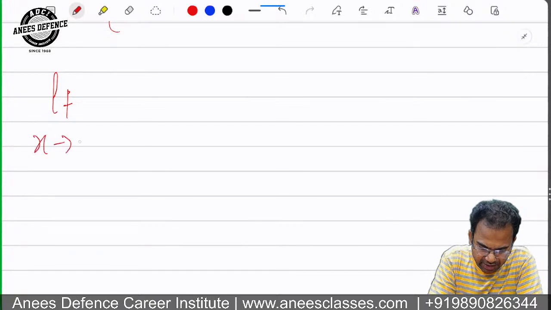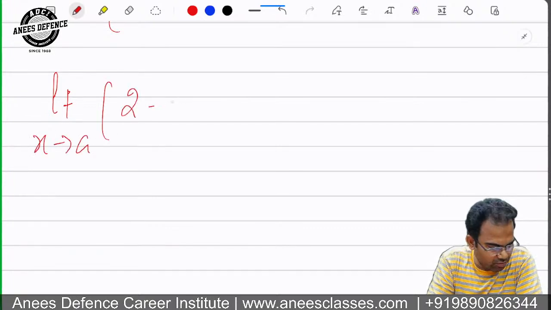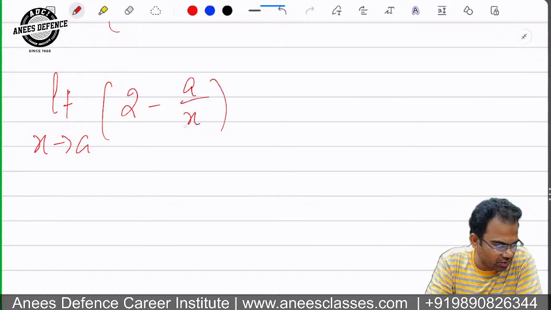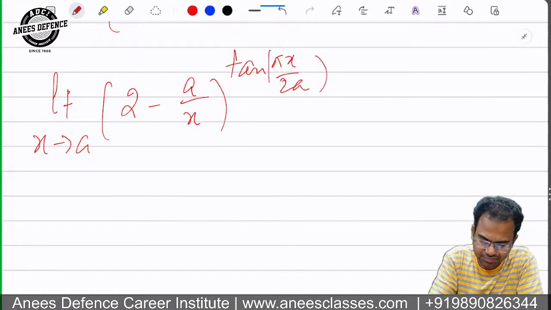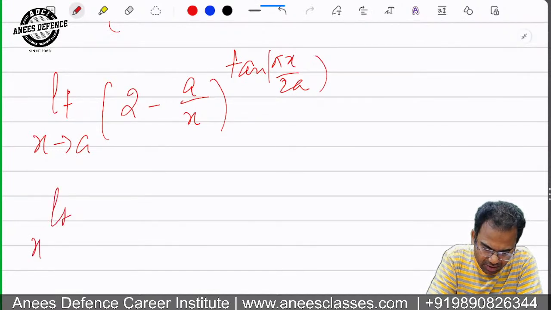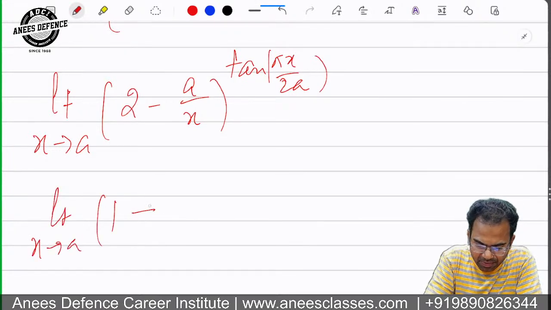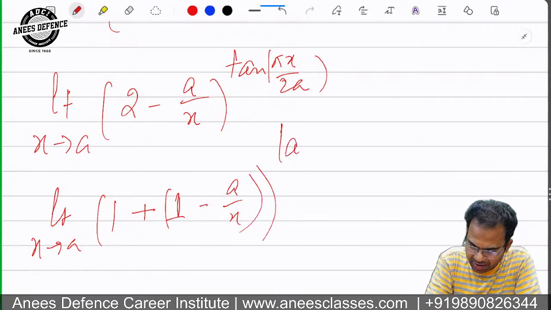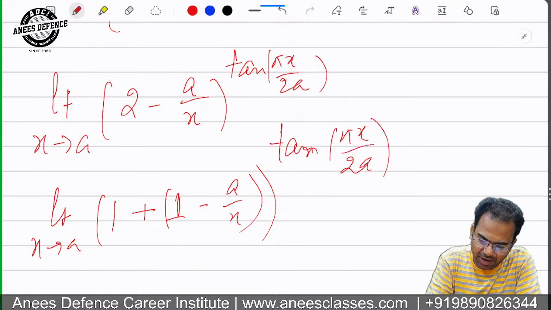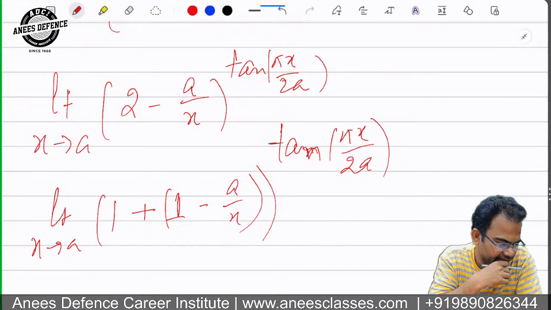Here x tends to a, 2 minus a upon x whole to the power tan pi x upon 2a. This is the angle, right? I will divide it as 1 plus 1 minus a upon x whole to the power tan pi x upon 2a. Any problem? No problem.